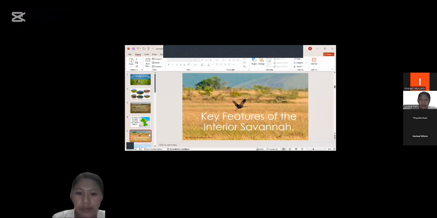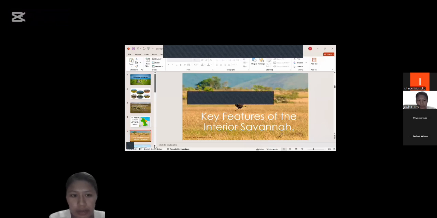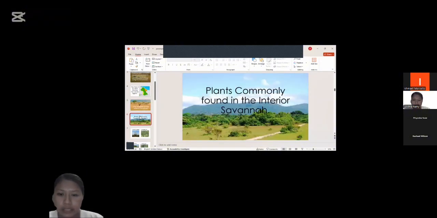Now we are going to explore the key features of the interior savanna. In this lesson, we are going to look at 3 key features. The first one is the vegetation, or the plants that we commonly come across in the interior savanna.